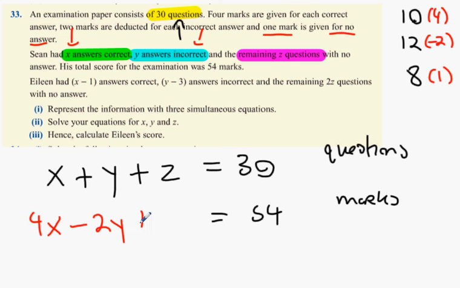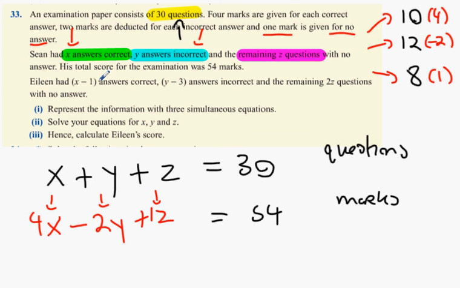Just plus z. 8 was me making up an example. Imagine as an example you got 10 right, 12 wrong, and 8 no answer. How would you calculate your marks if you knew everything? Because we don't know everything, we still use the same procedure: 4 multiplied by the answers you got correct, minus 2 times the answers you got wrong, plus the answers you didn't answer, because it's 1 times z. Okay, that's great. Now, Eileen.